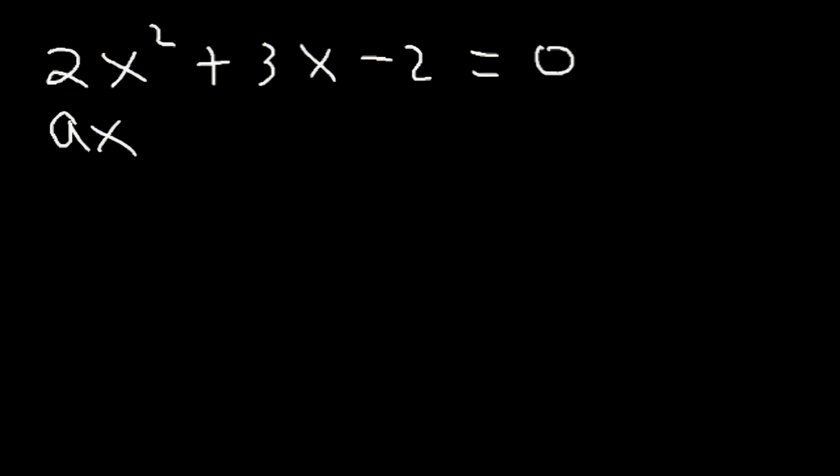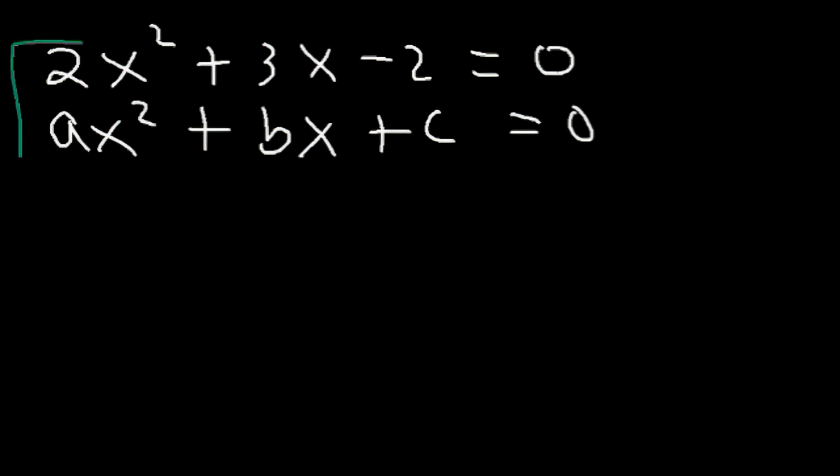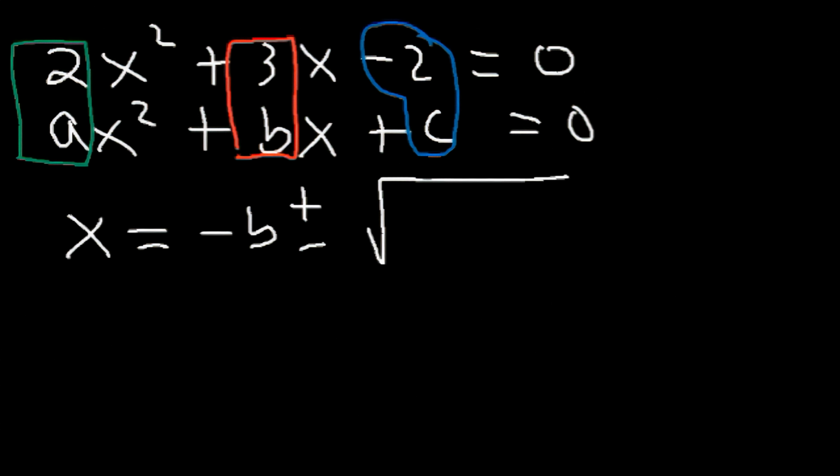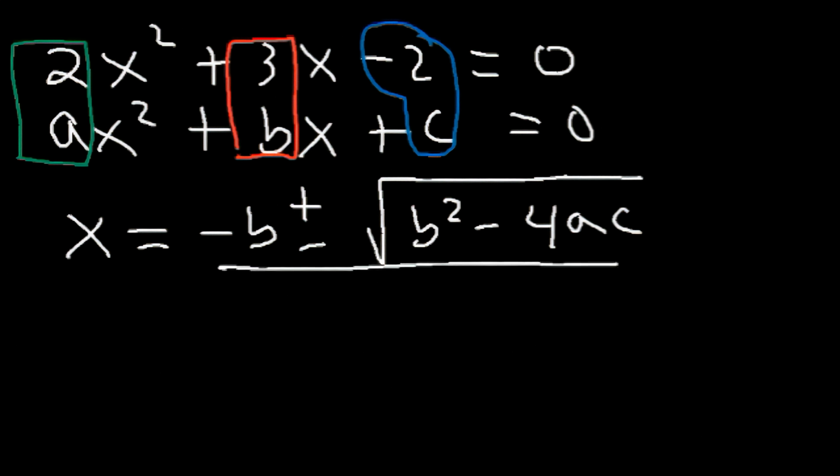That's ax squared plus bx plus c. So therefore, you could see that a is 2, b is 3, and c is negative 2. So using the quadratic equation, it's negative b plus or minus the square root of b squared minus 4ac divided by 2a.